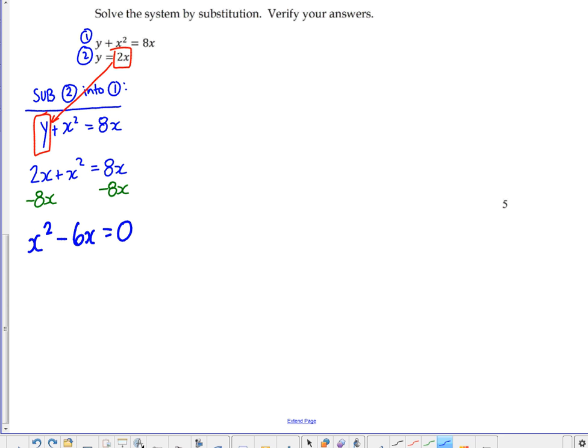Okay, factor. What can we factor out of this? An x, and we're left with x minus 6. So what's our solution for x? X equals positive 6 and 0. Hooray!